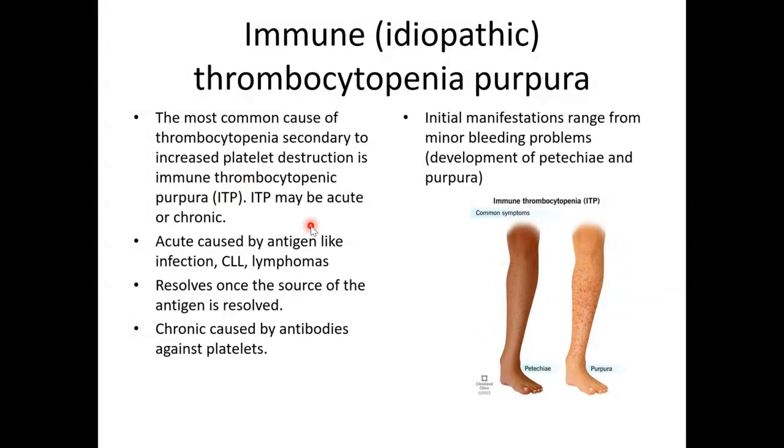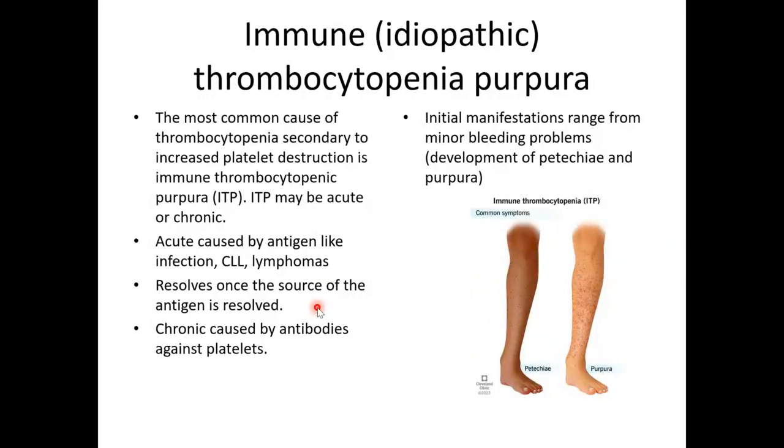So this is the most common thing that we see in patients, and it may be acute or it may be chronic. Acute is caused by an antigen like an infection, CLL, which is chronic lymphocytic leukemia, or lymphomas. So it can be caused by something like that. It resolves once the source of the antigen is resolved.